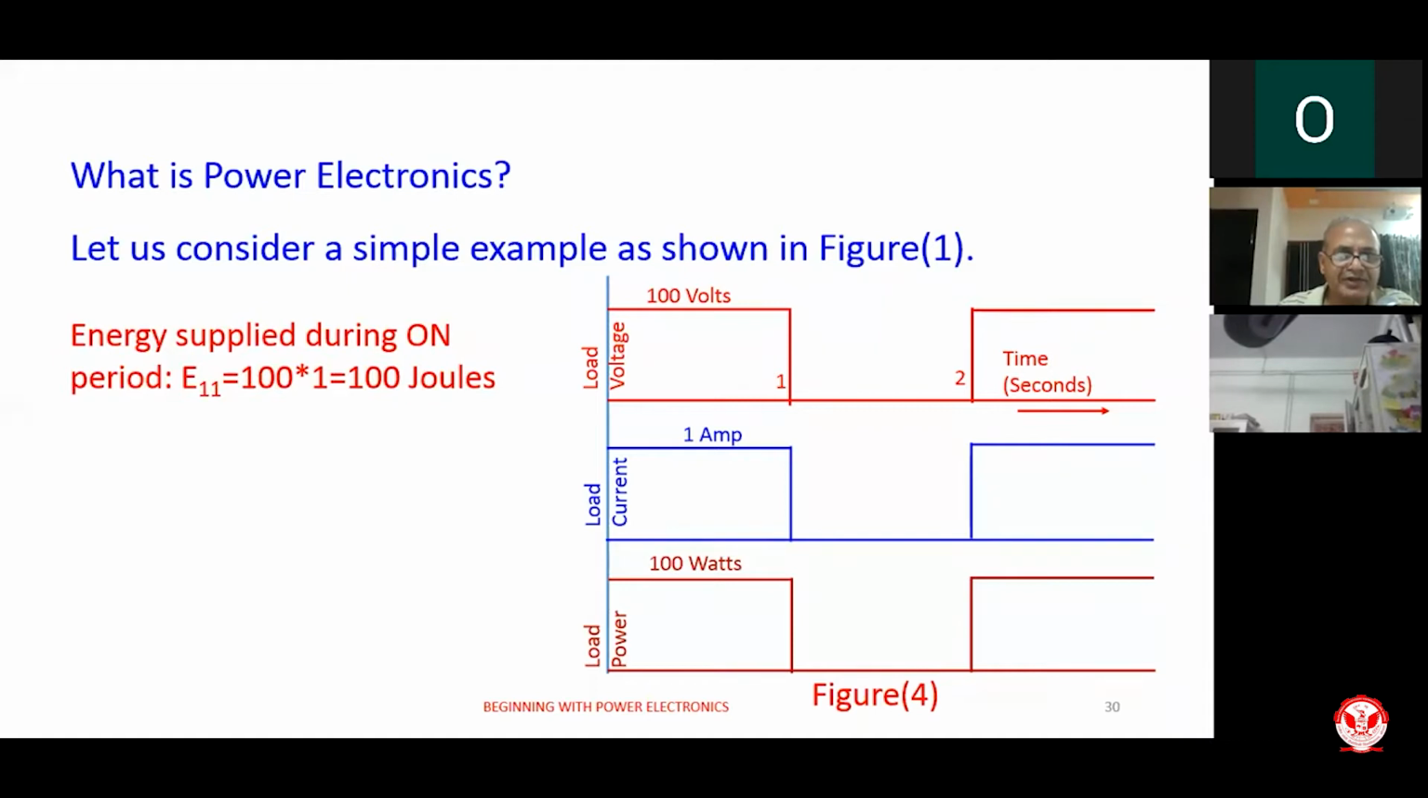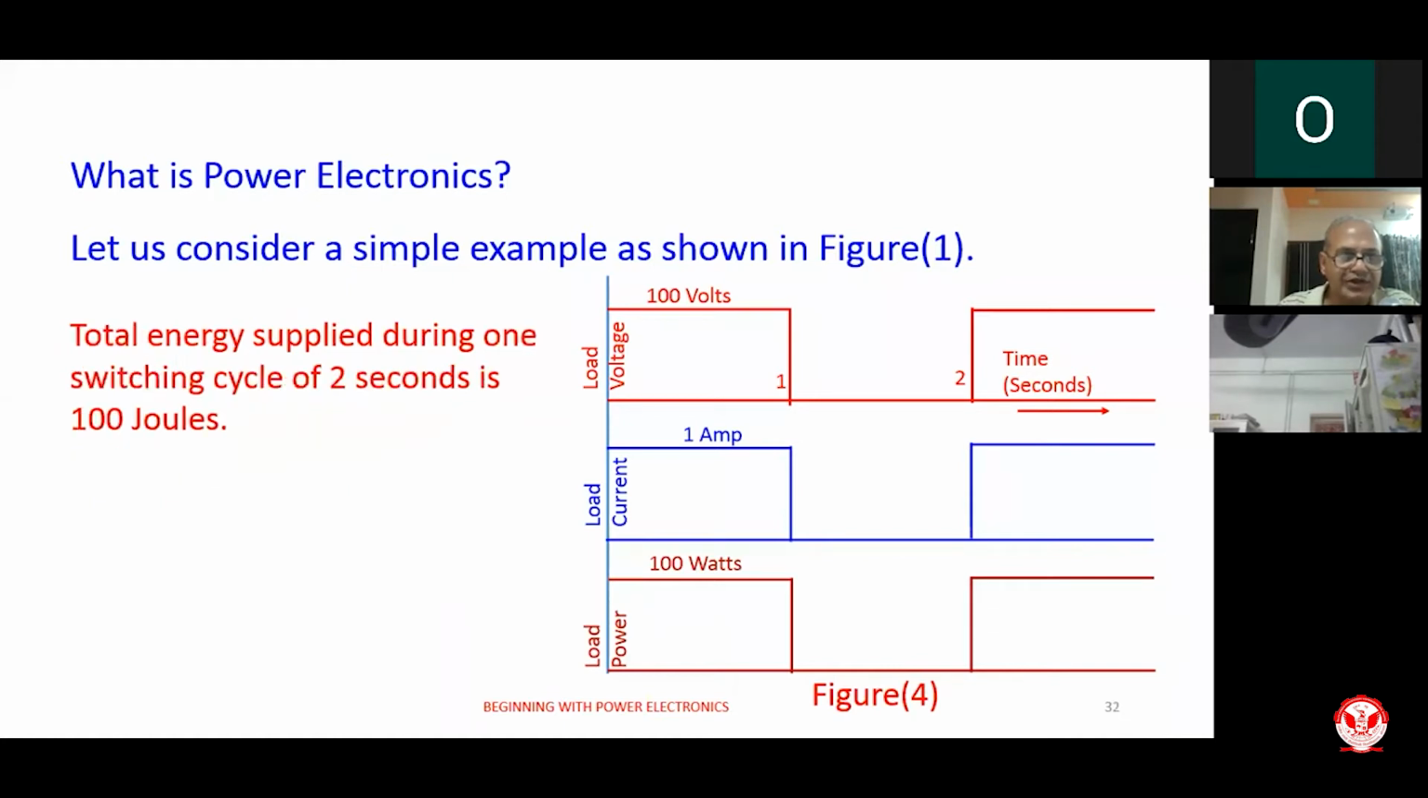Now the energy supplied during the on period, that is on the source side. Source current is the same as the load current during that period. So the power supplied by the source is 100 watts, and the energy is 100 watts into 1 second, which is 100 joules. During the off period, there is no current, so the source doesn't supply any energy. The total energy supplied by the source in one switching cycle of 2 seconds is 100 joules.